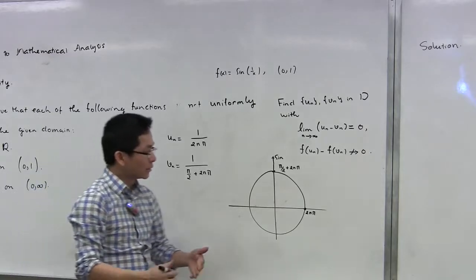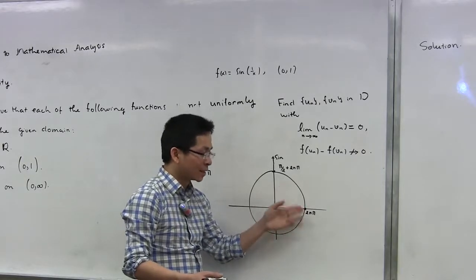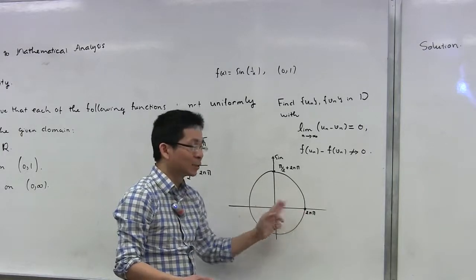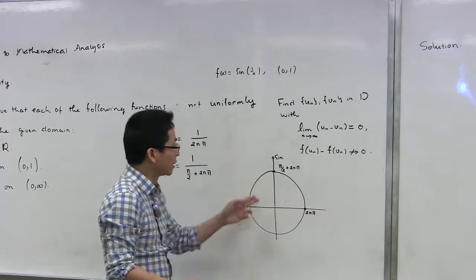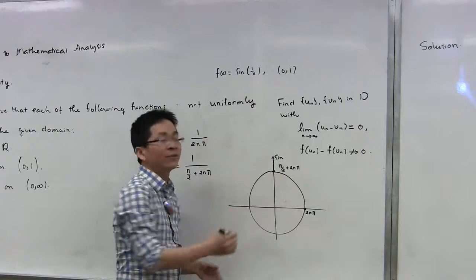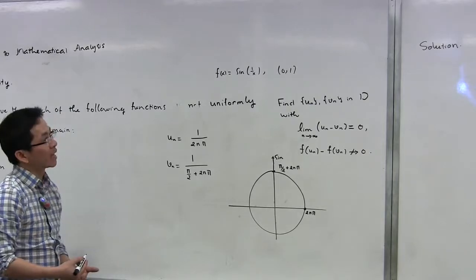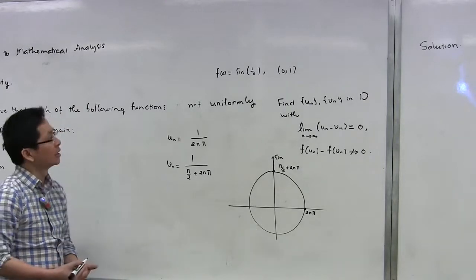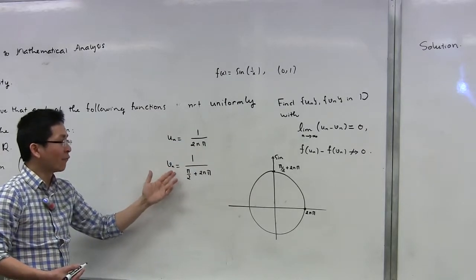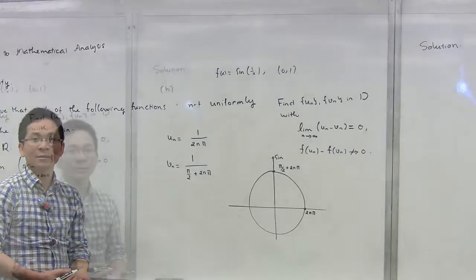You can also see that if x is 0, 2 pi, 4 pi, 6 pi, then sine of x is equal to 0. In general, sine of 2n pi is equal to 0 for all n in N, and sine of pi over 2 plus 2n pi is equal to 1 for all n in N. This suggests we use the following sequences to prove that f is not uniformly continuous on the interval (0, 1): un is 1 over 2n pi, and vn is 1 over (pi over 2 plus 2n pi).